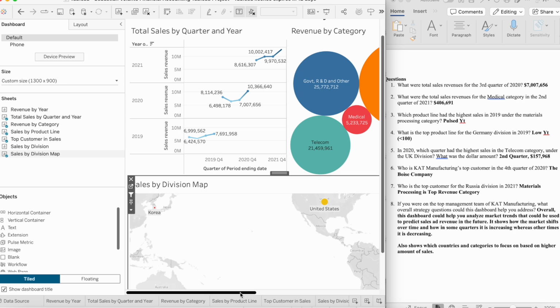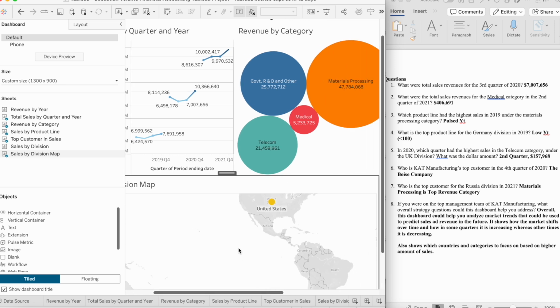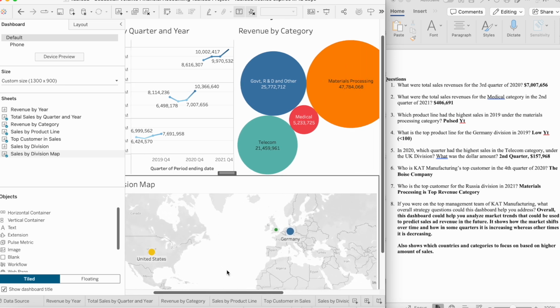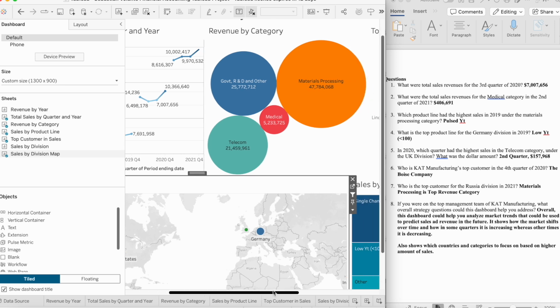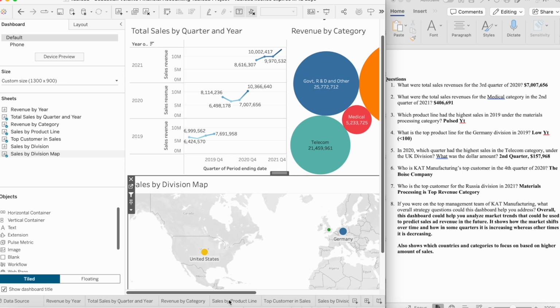That would show how a market could shift over time and how in some quarters it's increasing or decreasing. And then also it can show me which countries have the highest profit, revenue, and sales. It would show me which would be best to focus on in the future and which would be best to market to.